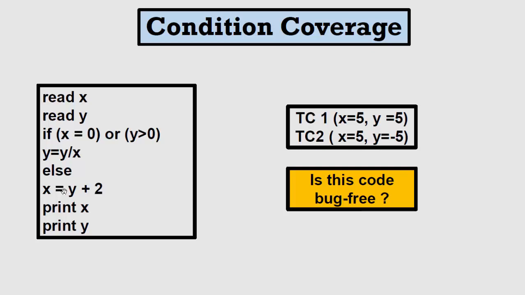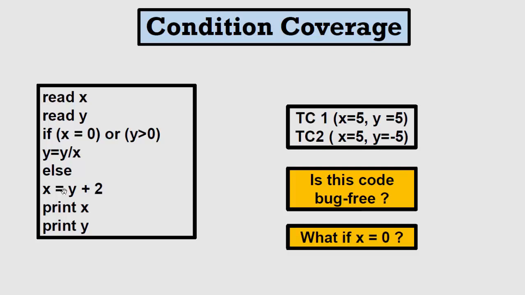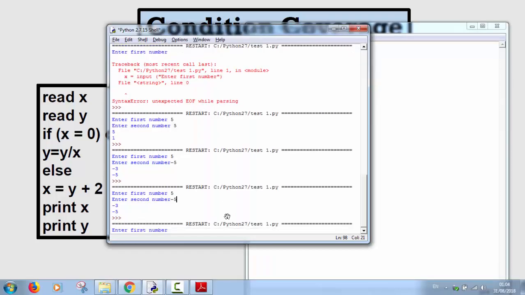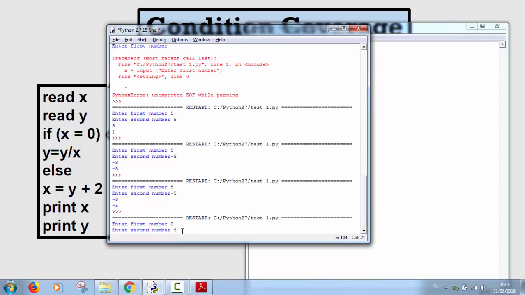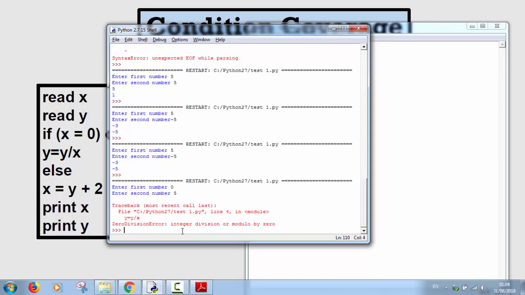There are no bugs or issues in this code. But is this true? Is this correct? What if x equals 0? Let's try this in Python. Run. X equals 0 and y equals 5. When I press enter, this code should give no mistake. Why? Because we tried all the decision outcomes in this code. But there is an error. Why? He said 0 division error. Because y equals y divided by x, and here x is in the denominator.